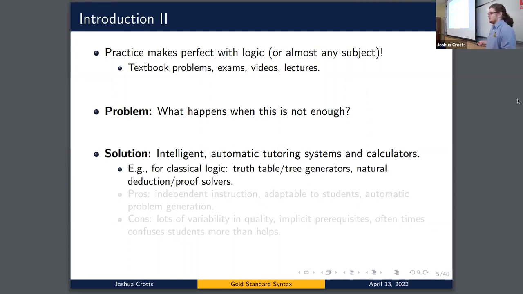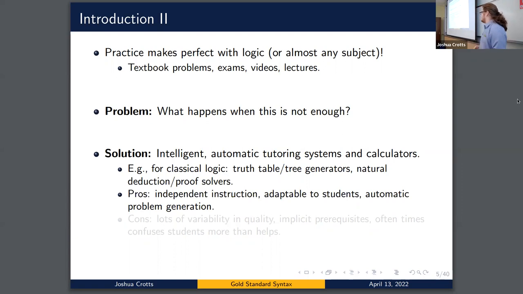So what do we mean by calculators? Well, you have things like truth table and truth tree generators. You have proof solvers, natural deduction calculators. They're all over the internet. You can find them essentially everywhere you go. So the nice thing about them is that they often give you independent instruction. They can be adapted for a particular student. And you have automatic problem generation, which means that if there's a certain aspect of formal logic that you're confused about, you can get problems tailored to that specific subject and work on that, which is something that textbook problems may not always have.